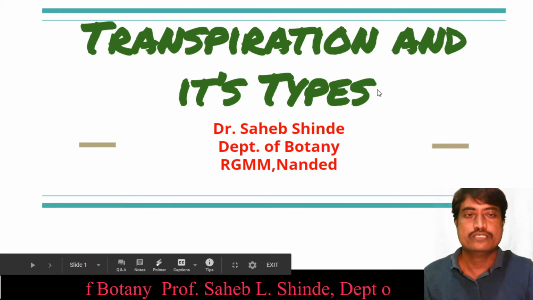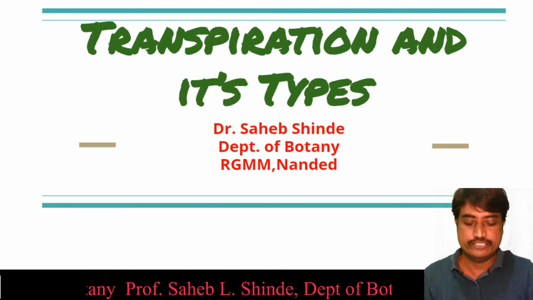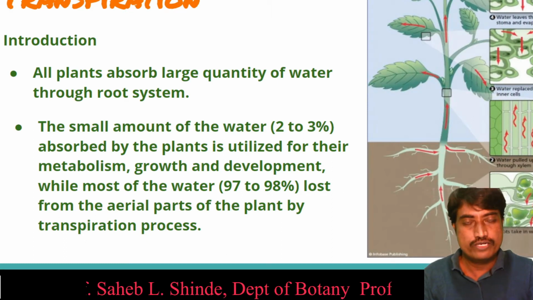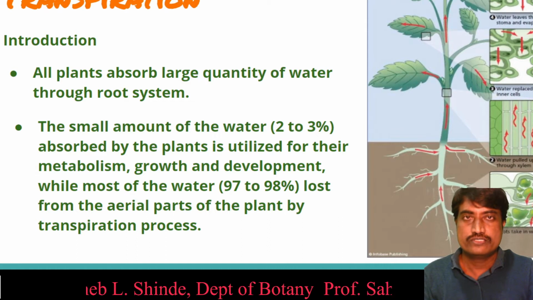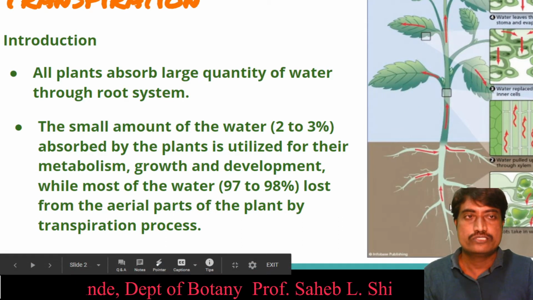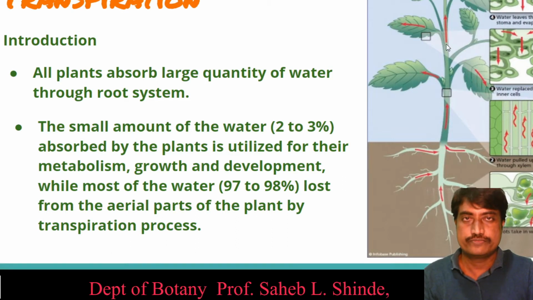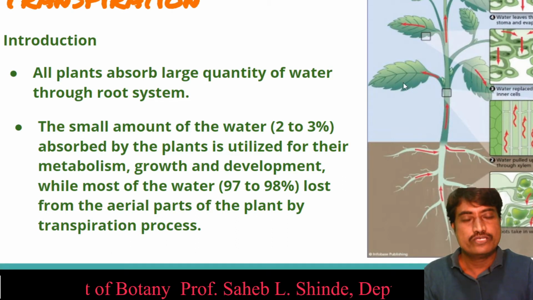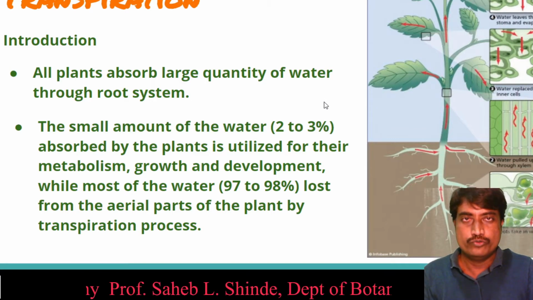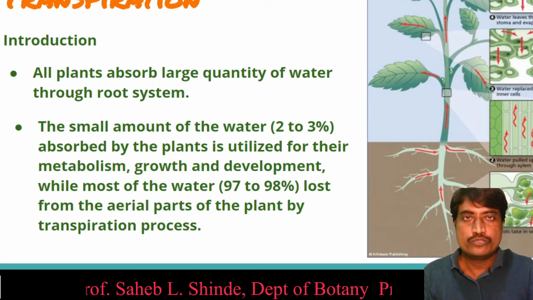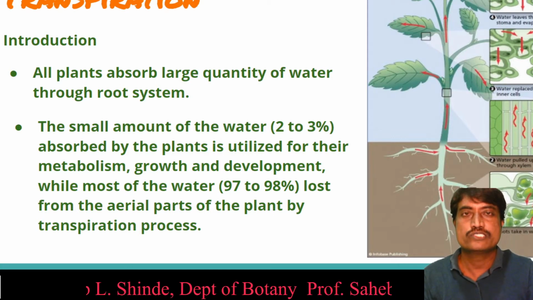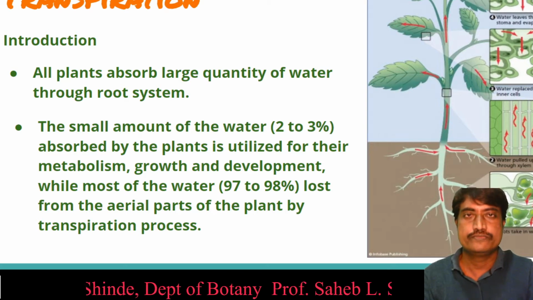Today we see transpiration and its types in this video. As we know, every plant gets water through its roots and supplies that water to the upward parts of the plant continuously. Out of all the absorbed water, 2 to 3% of the water is utilized for the process of the plant, that is, for the growth and development of that plant.